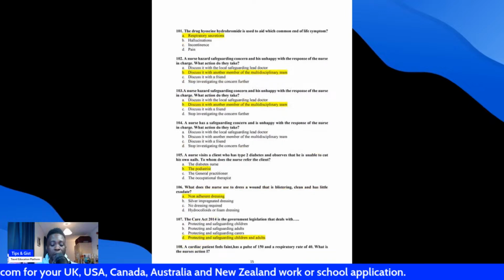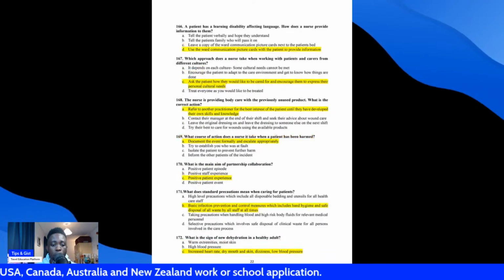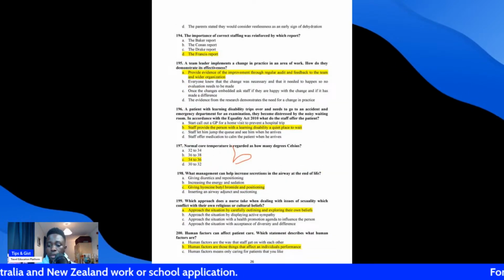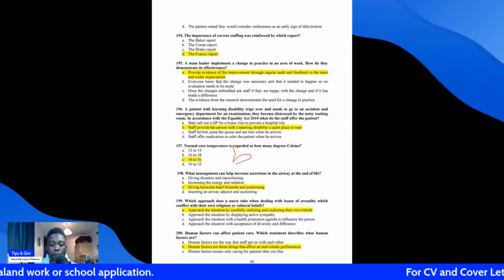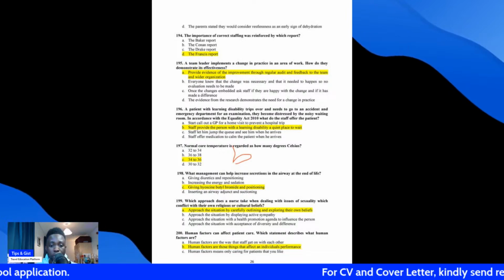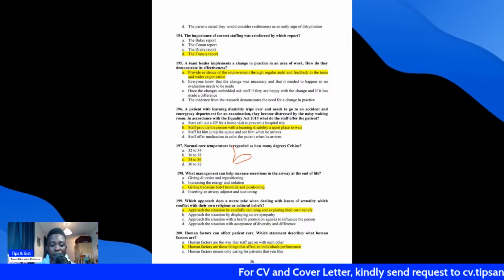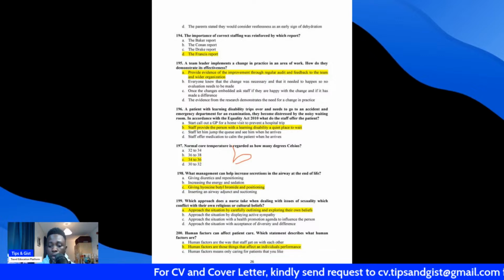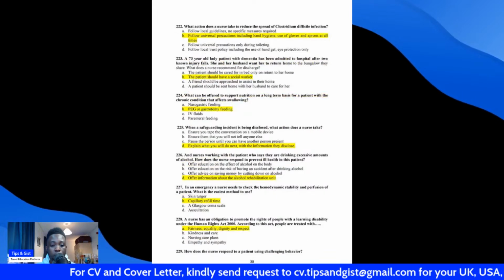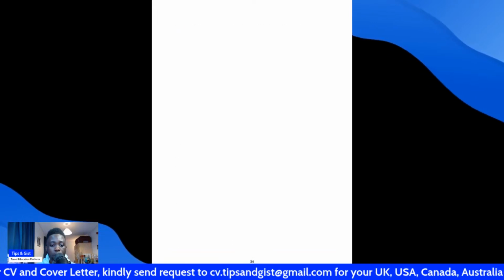So I've given those questions. Just copy the link to go to Telegram and download it to your phone. The answers have been highlighted using the yellow marker, and that is your CBT. I think it's two different questions. Now that is for the adult nursing.